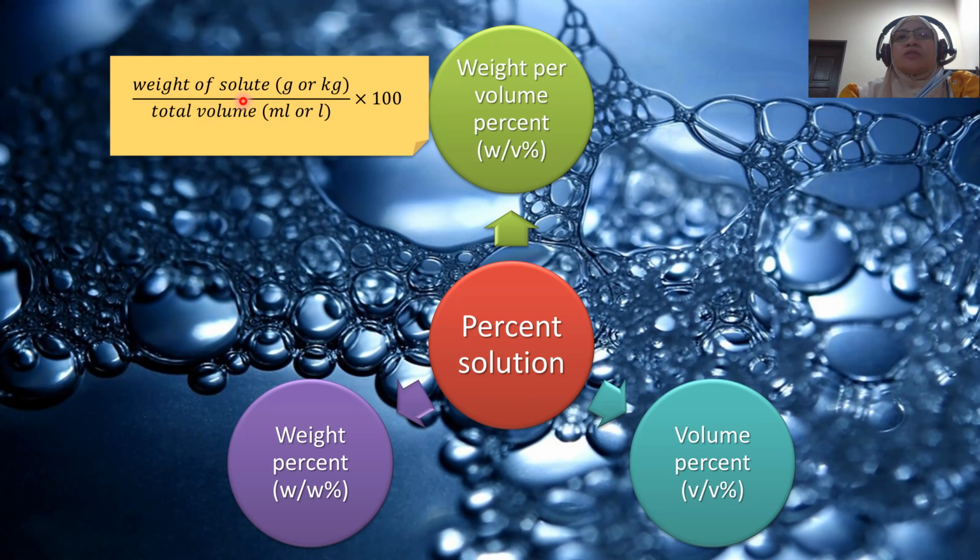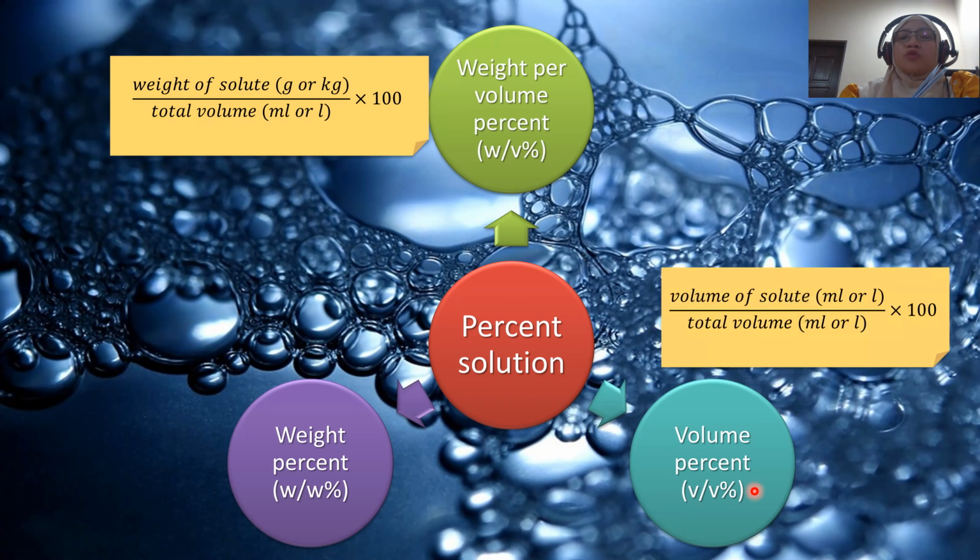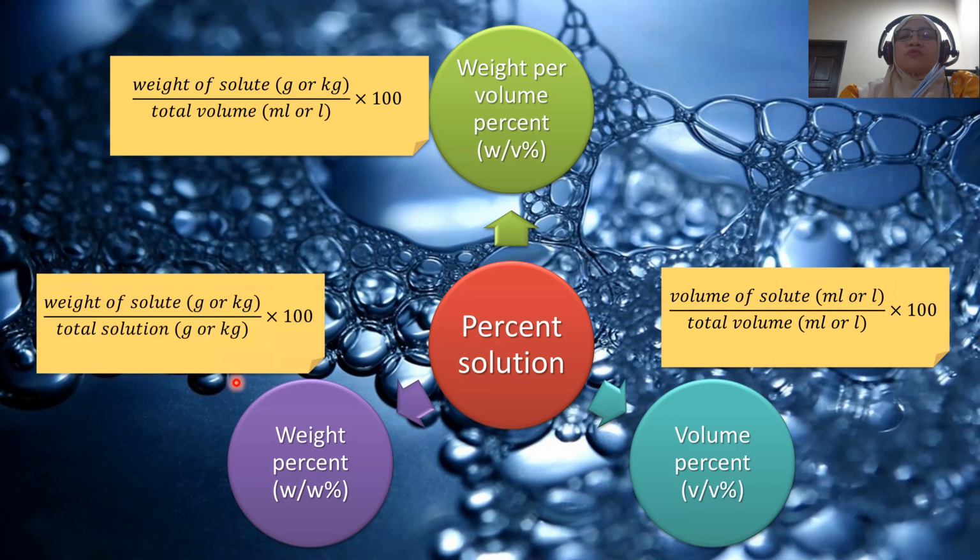Solute means soluble compounds that dissolve in solvent to form a solution. In food industry, solvent for cleaner and sanitizer dilution is mostly water. Volume per volume percent means volume of solute per total volume, then times by 100. And then weight percent means weight of solute per weight of the total solution, and then times by 100.